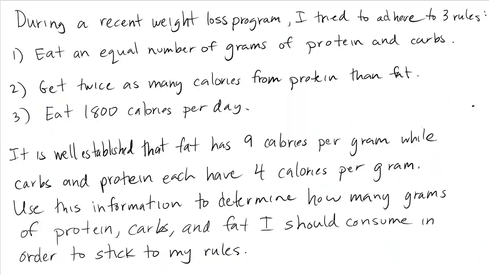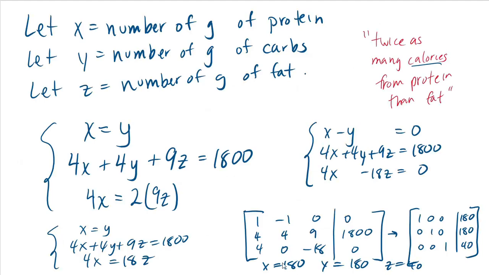It also says I should get twice as many calories from protein as I do from fat. If I've got 180 grams of protein and I multiply that by 4 calories per gram, that's 720 calories from protein. I have 40 grams of fat, but fat has 9 calories per gram. 40 times 9 is 360, and 720 is 2 times 360, so I'm getting twice as many calories there. And you can go back and check that that adds up to 1,800 calories total. And this is how I set up that diet plan.